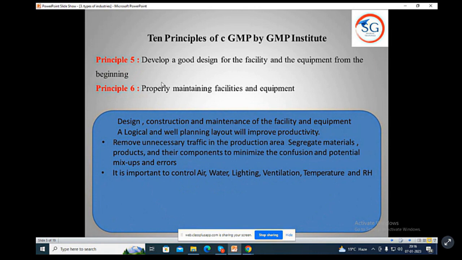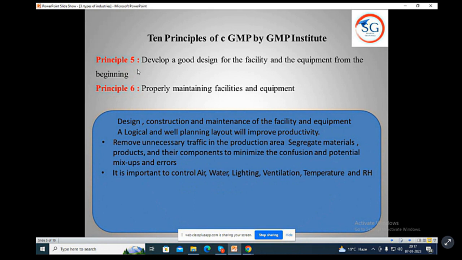Next principle is the design of the facility and the design of the equipment from the beginning. Yesterday also we have discussed the same things. The facility should be designed in a proper way such that the movement should be uniform. Equipment shall be established for easy operation and cleaning and movement of materials without any cross contamination and avoiding the mix-ups.